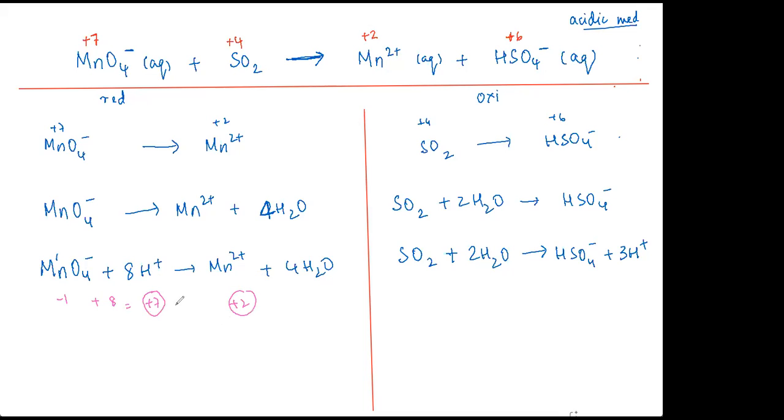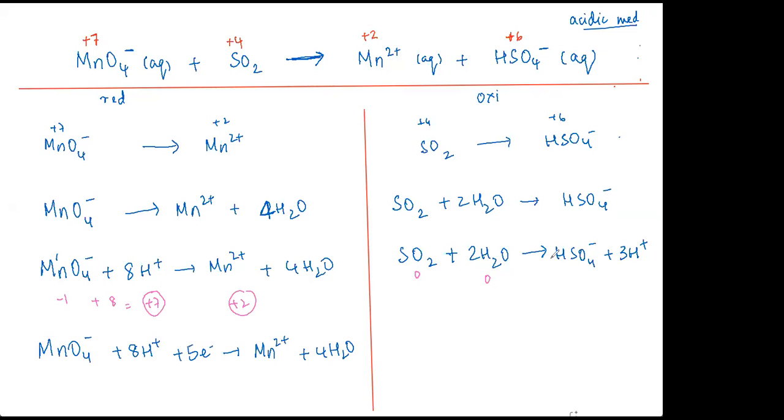So how will you balance this out? 5 electrons on LHS. Yeah. So MnO4 minus plus 8H plus 5 electrons gives Mn2 plus 4H2O. Okay, now on the oxidation half, SO2 is 0, water is 0.